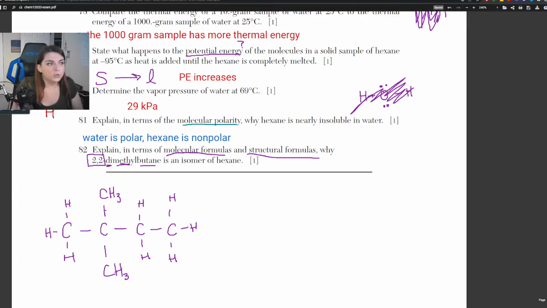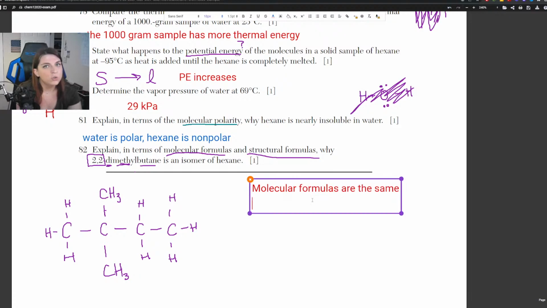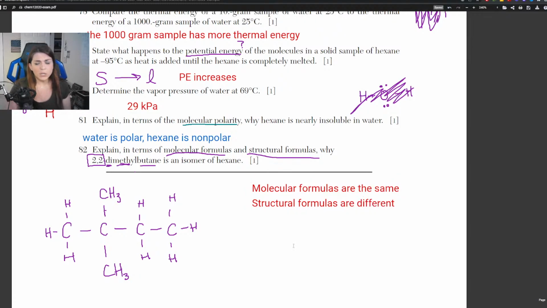So they are isomers. Effectively, they could have told you unicorn pancakes are an isomer of hexane. Tell me why. And that would be all you needed to know. So you would have to say that their molecular formulas are the same, but their structural formulas are different. That would be it.